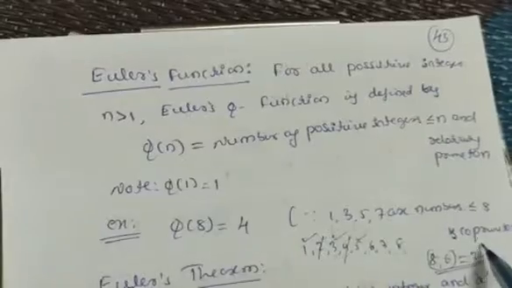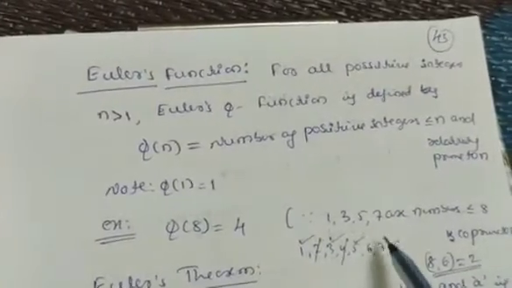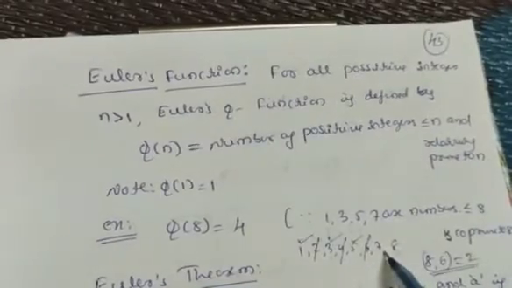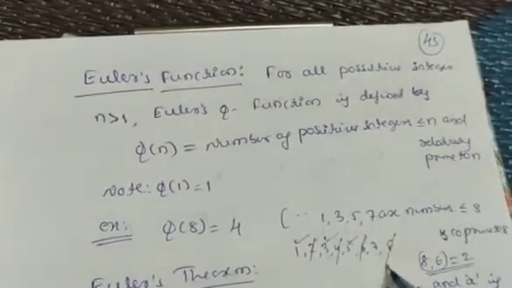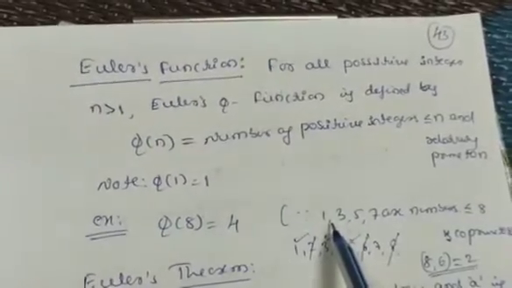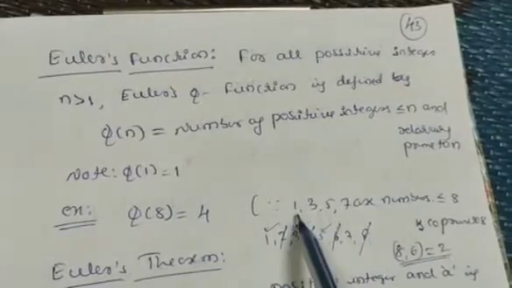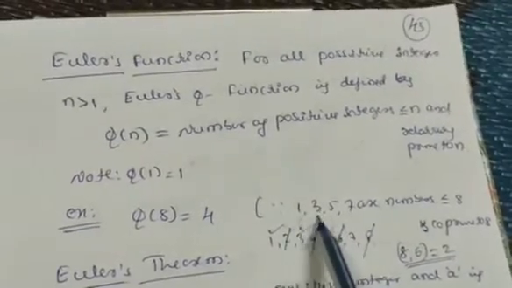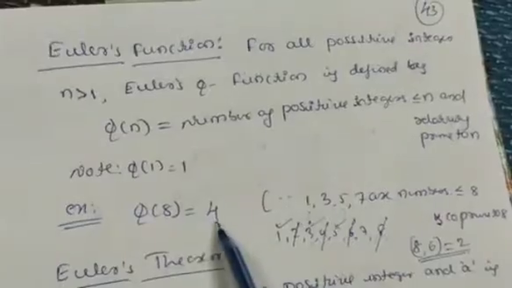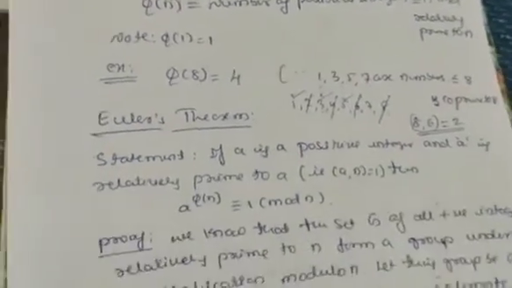So 6 is not relatively prime to 8. 7 is relatively prime to 8, and 8 is not relatively prime to 8. Therefore the numbers which are less than or equal to 8 and relatively prime to 8 are 1, 3, 5 and 7. So there are only 4 numbers: 1, 2, 3, 4. So phi of 8 is equal to 4. This is the definition of Euler's function.